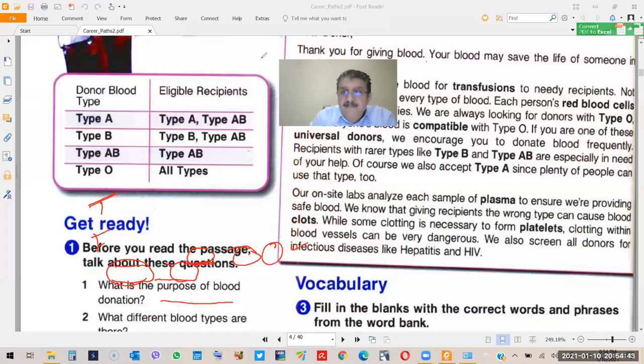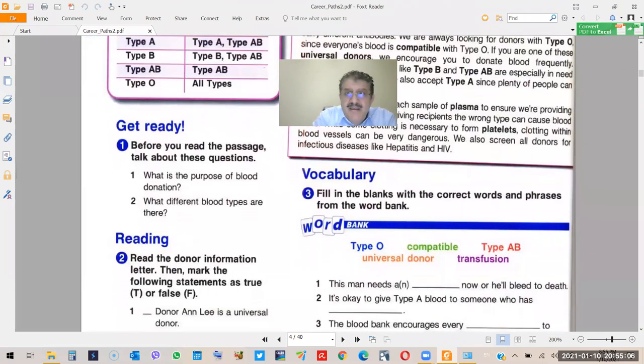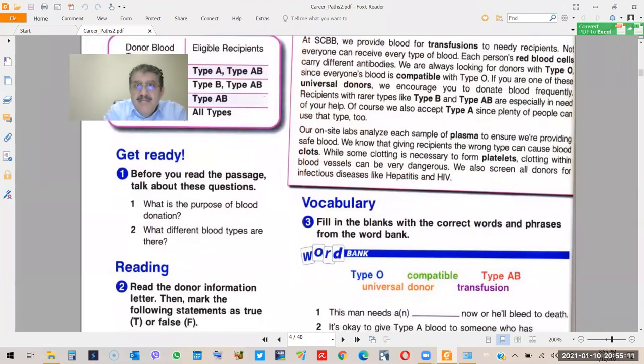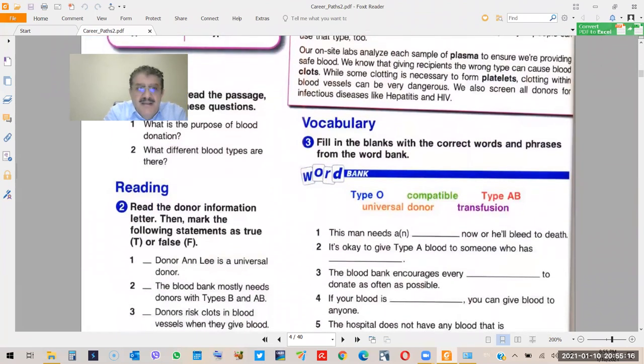Okay, so we say here, we know giving recipients the wrong type can cause blood clots. So giving recipients, so the question says here, donors. So if we look at it again, I make it a bit smaller, so we can see both of them here. Yes, so I can see three of them here. So he says here, donors risk clots in the blood. He said, we know that giving recipients. So the answer here, in the passage they say recipients might have some clots because they have the wrong type of blood, or the blood doesn't match their blood type. So again, this is F. So the first one is true, the second one is false, and the third one is false too.